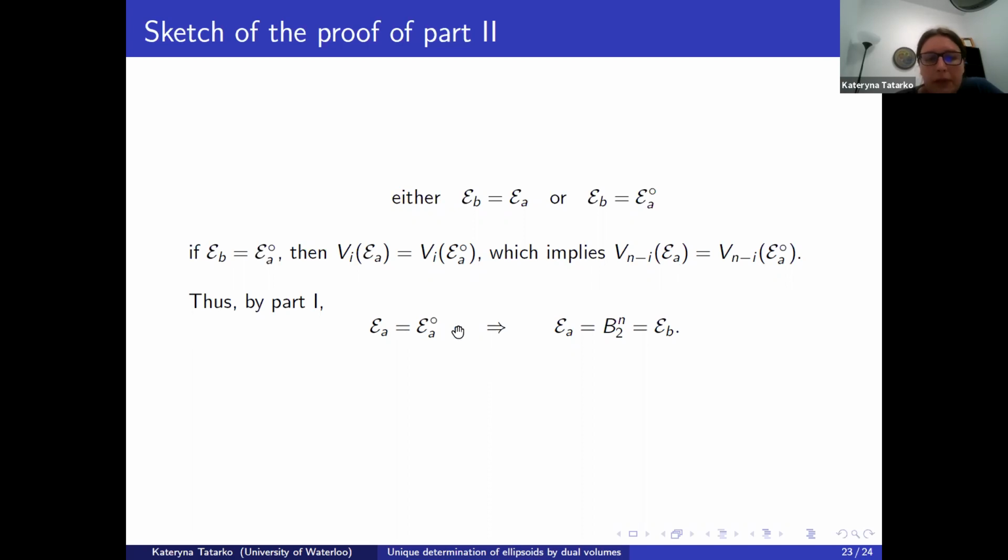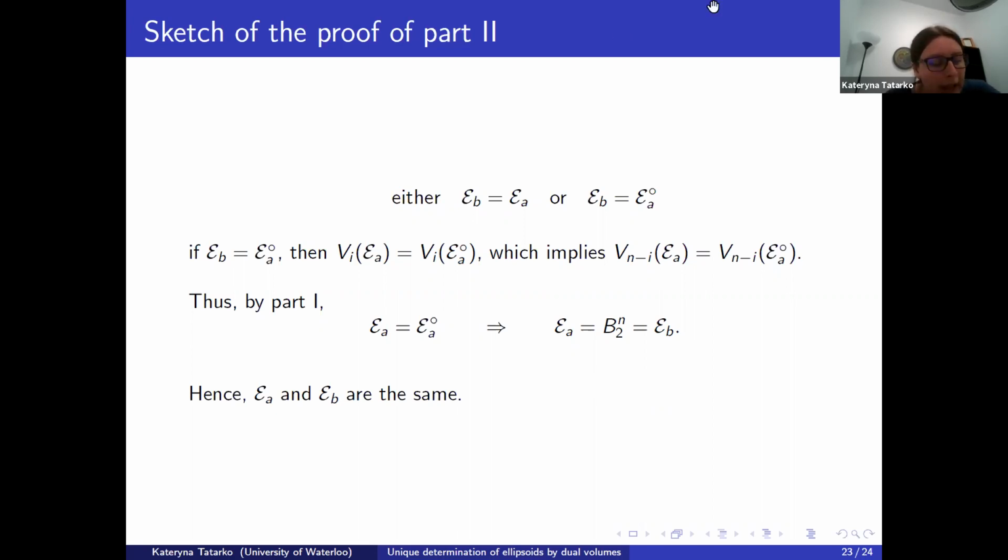Their ellipsoid is equal to its polar if it's a ball, which will imply that the second ellipsoid should also be the polar. So in this case, again, both ellipsoids should be the same. They should be the balls, but they should be the same, which finishes the proof in this case.